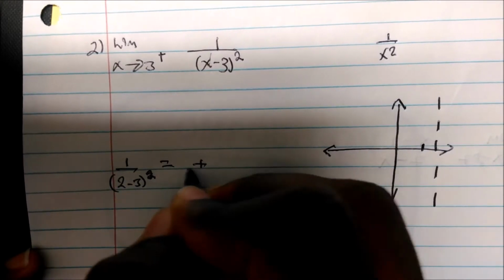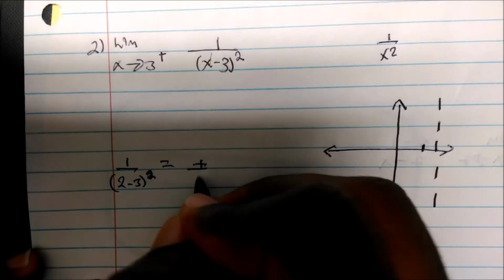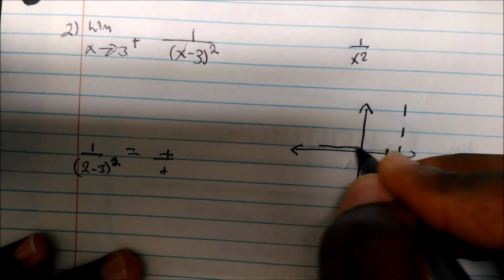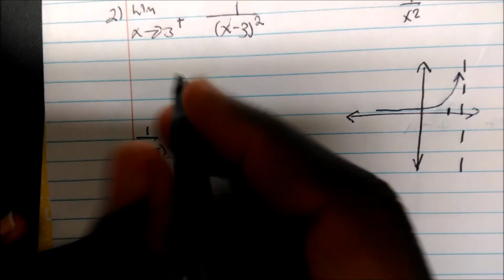Well, the 1 is always positive, and 2 minus 3 is a negative number, but negative 1 squared is also positive. So coming from the right, it will go up. How about from the left?